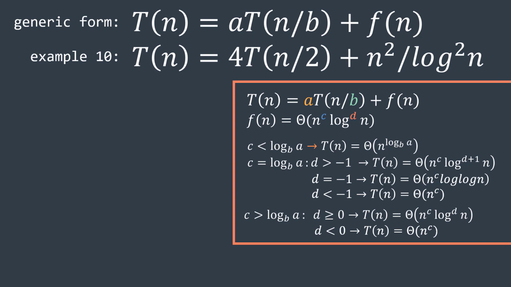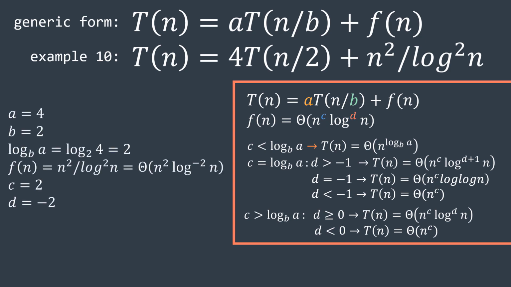Next example, 4T(n/2) + n^2 / (log n)^2. n^2 / (log n)^2 is equal to n^2 times (log n)^-2. a is 4, b is 2, log_b(a) is 2, c is 2, and d is -2. log_b(a) is equal to c, so we are in the second case. We have a look at the value of d. d is smaller than -1, so the time complexity is Theta(n^2).